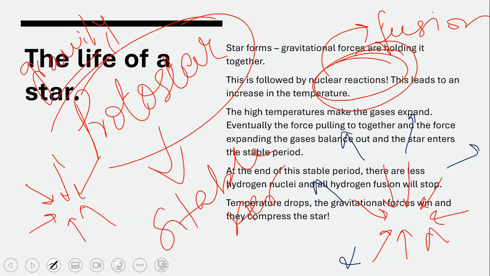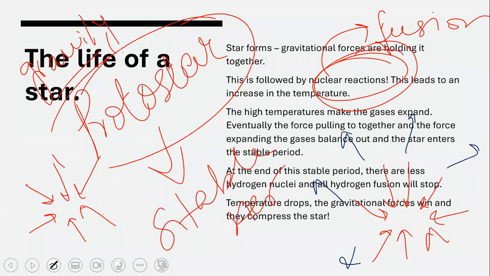Is it making a bit more sense? Yes, miss. Okay. So that is basically what is going to end up happening. The star is going to end up becoming stable. When the star becomes stable, that is where our sun is right now. Our sun is in the stable stage.